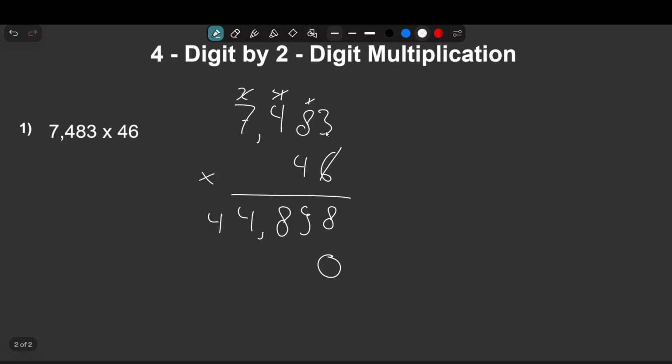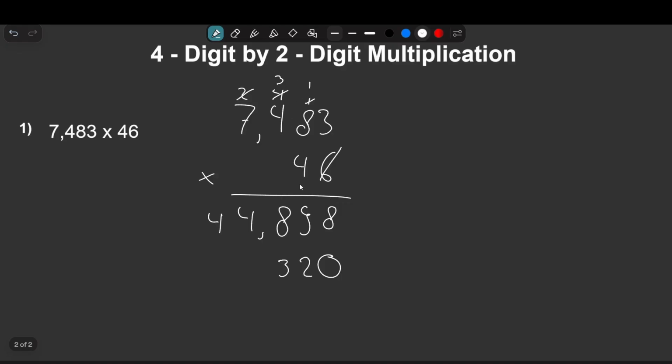We're going to do 4 times 3. 4 times 3 equals 12. So we're writing the 2 down right here, and we're carrying over the 1. Now we're going to do 4 times 8. 4 times 8 equals 32, plus 1 equals 33. So we're going to write down the 3 right here, and we're going to carry over the 3.